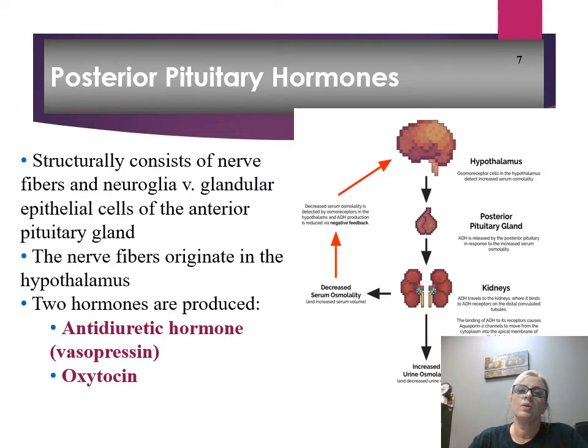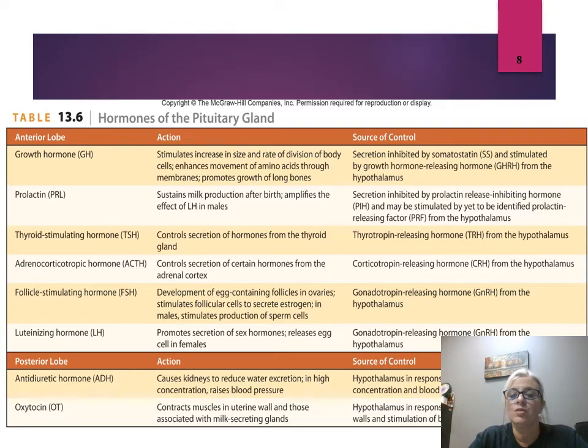So the posterior pituitary is made mostly of nerve fibers and some neuroglia, which are some non-neuronal cells for the nervous system. It's got nerve fibers that originate in the hypothalamus, and two hormones here are produced. Antidiuretic hormone, remember that's vasopressin, and that's tied to our blood pressure, and then oxytocin. Here's another really good summary chart here.